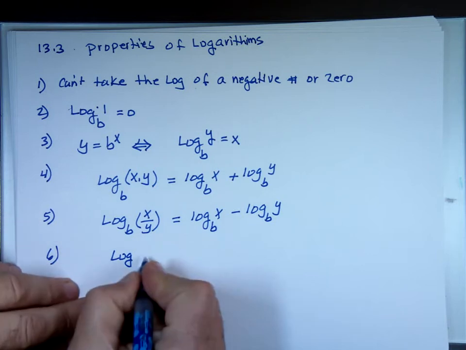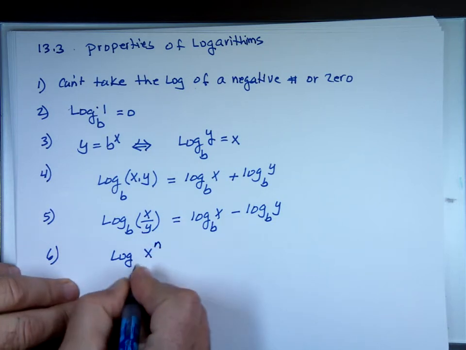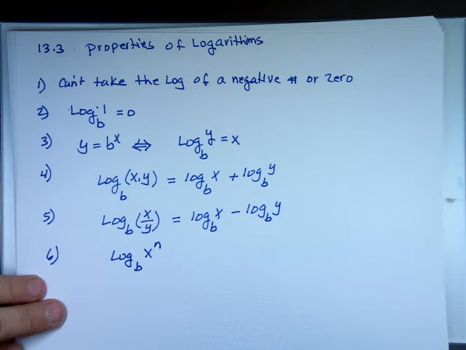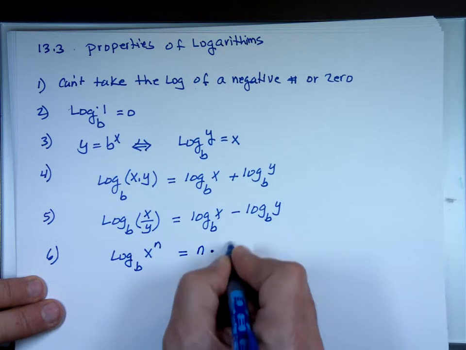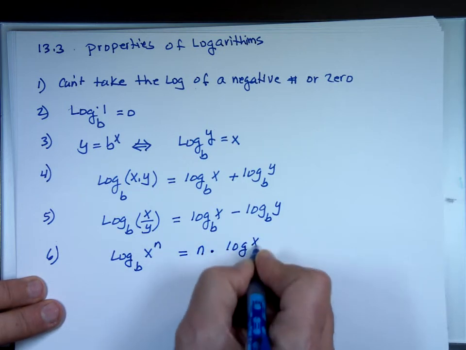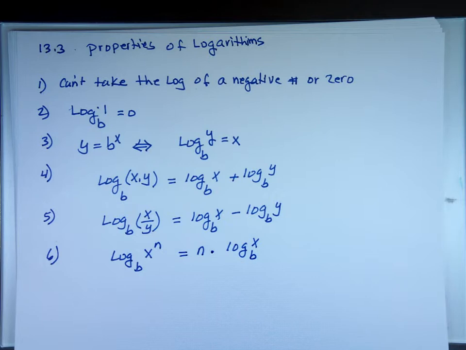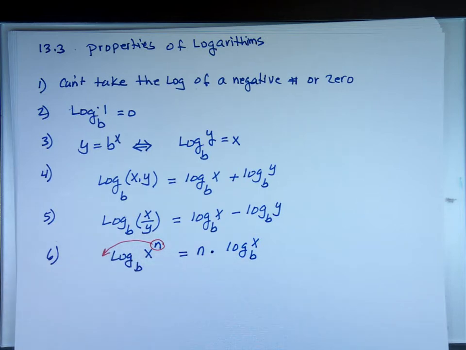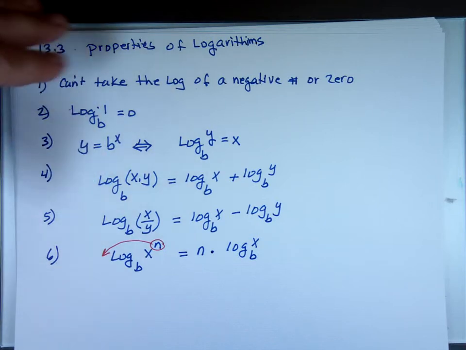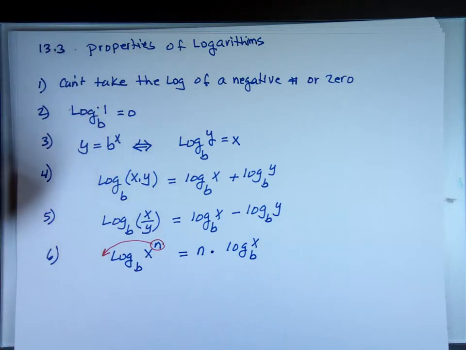If you have power there, we say when you have power to power, what do you do? Multiply. So the power moves in the front. So when you have a power, you can take that power and move it in front of the log. And these are all the properties of the log. You can hold it for now, in case you need. So these are the 6 properties of log.